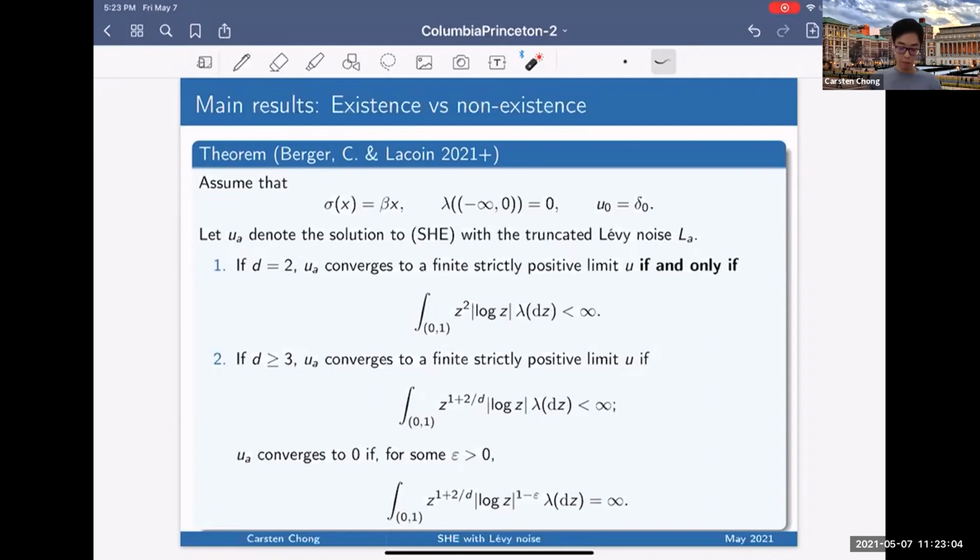What that means is the following. Both conditions, this one and this one, improve the previously known sufficient conditions and the previously known necessary conditions. But there's still a small gap between these two conditions. So we don't have a necessary and sufficient condition yet, although we conjecture that it's more likely going to be this condition here.